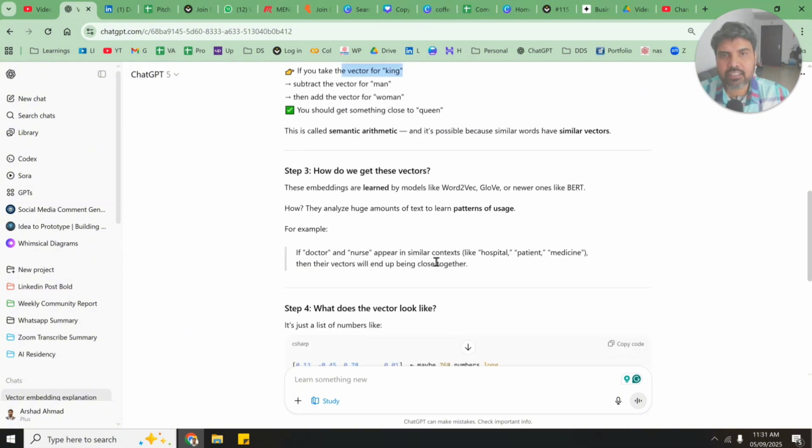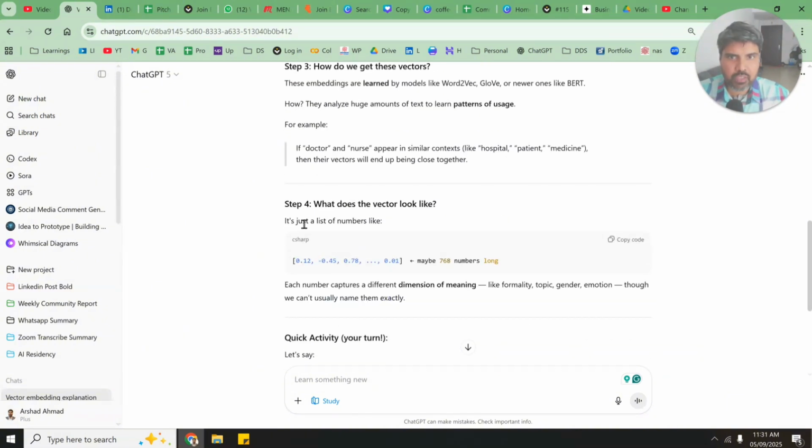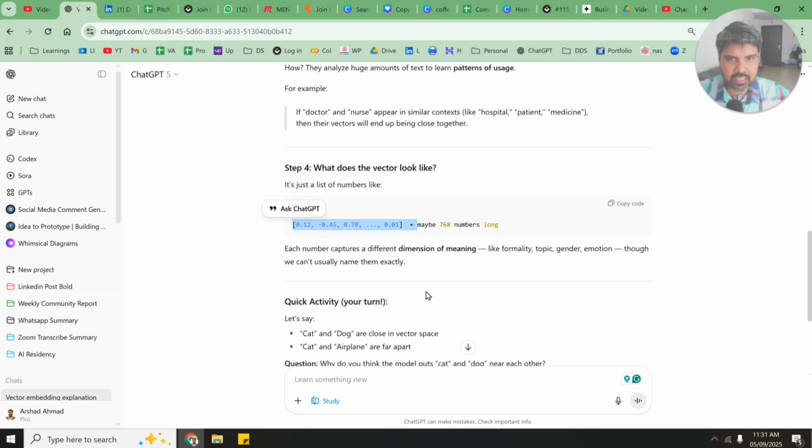How do you get these vectors? These embeddings are learned by models like word2vec, GloVe and all these models, which analyze huge amounts of text. So these are some of the examples. What does the vector look like? It just looks like a list of numbers, maybe 7, 6, 8 numbers long. Each number captures a different dimension of meaning, like formality, topic, gender, emotion, though we can't usually name them exactly.